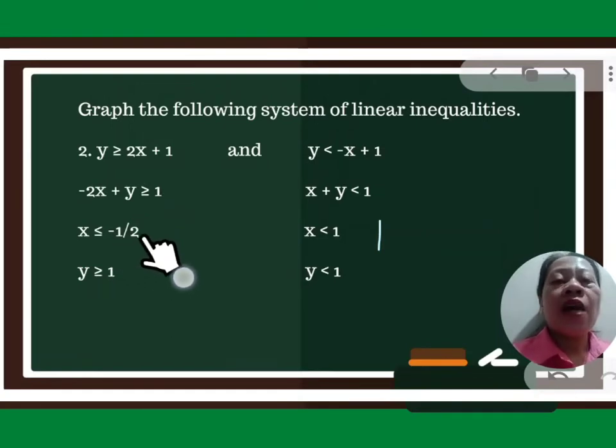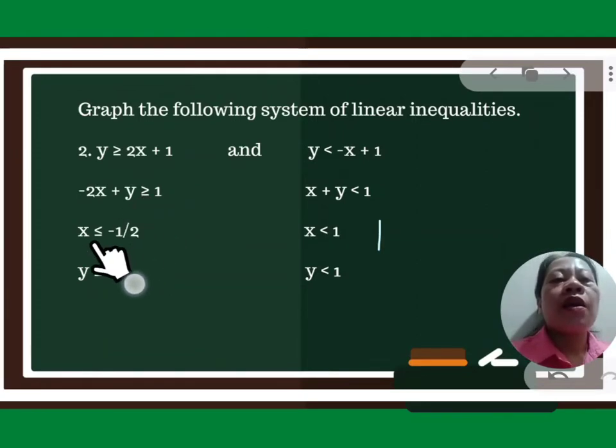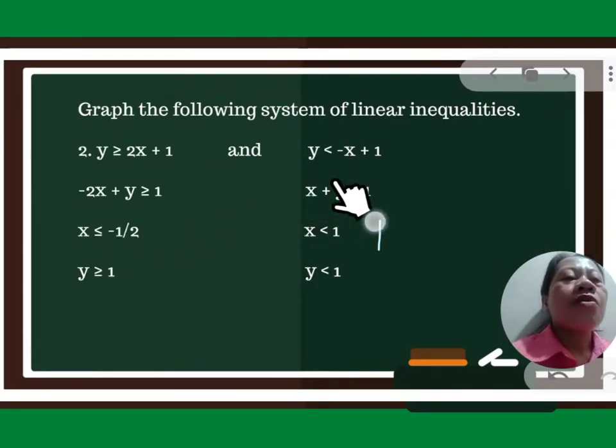Dahil nag-divide tayo ng negative number sa both sides ng inequality, kailangan nating baligtarin yung inequality symbol. So, imbes na greater than or equal to, magiging less than or equal to symbol na siya. So, ito na ngayon ang ating x-intercept. X is less than or equal to negative 1/2. Okay. For the second inequality, we have this one.